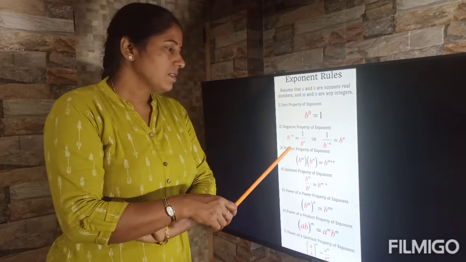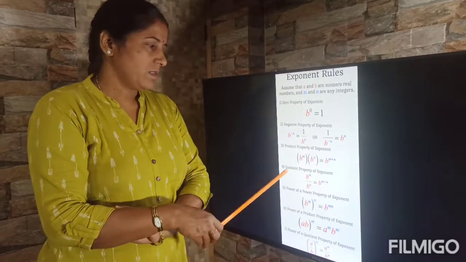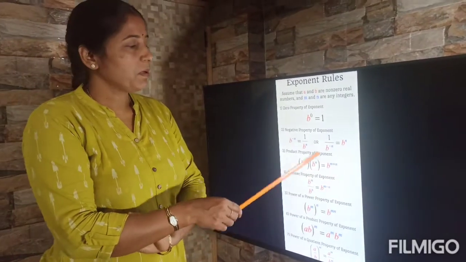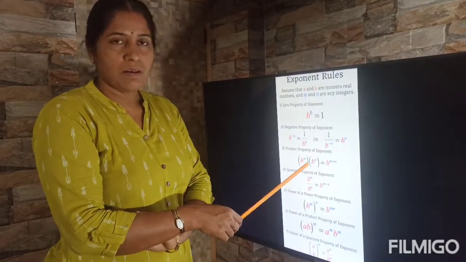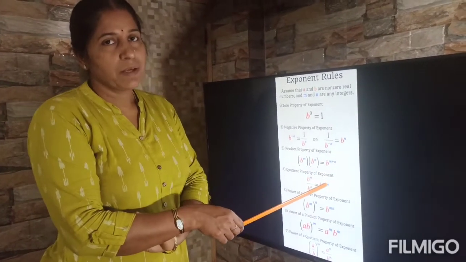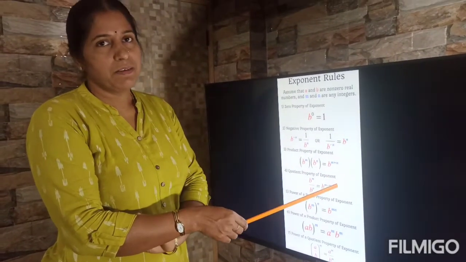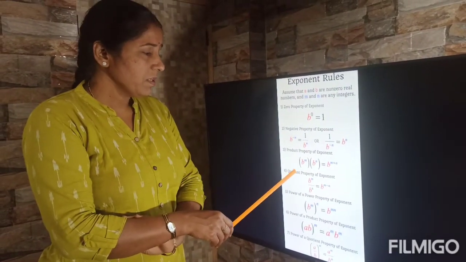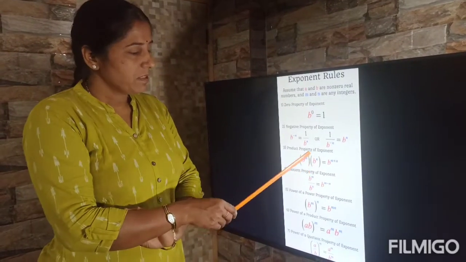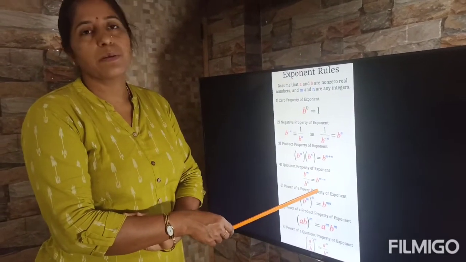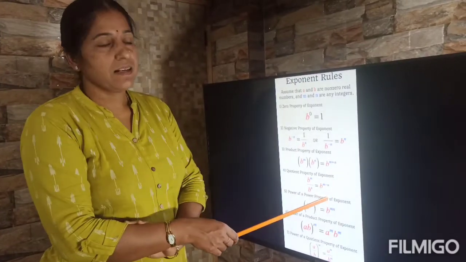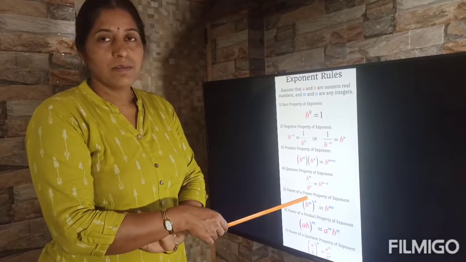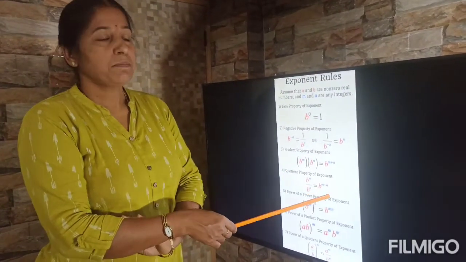Next, third one is product property of exponent. B to the power of m into b to the power of n is equal to b to the power of m plus n. Both the bases are the same, no? Keep the base one time and add the powers, b to the power of m plus n. Fourth one, quotient property of exponents. B to the power of m divided by b to the power of n is equal to b to the power of m minus n. If division is there between the two numbers, then we have to subtract the powers.